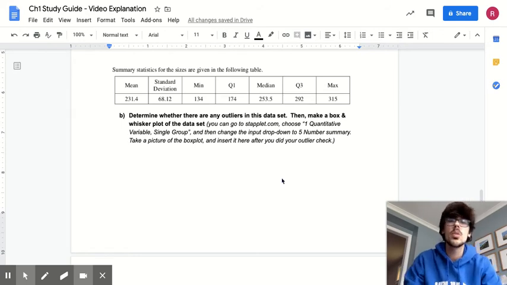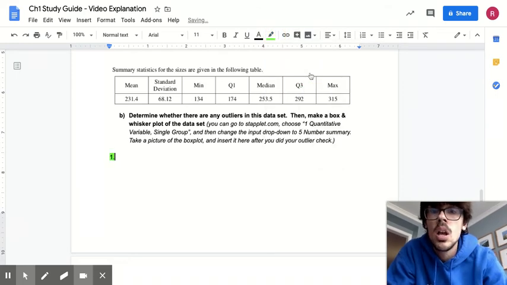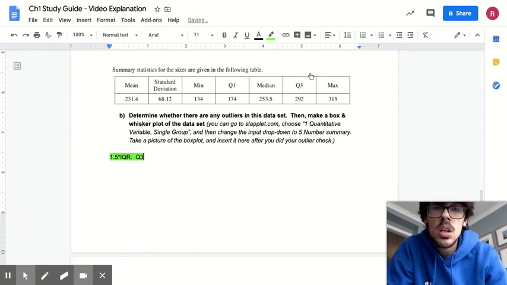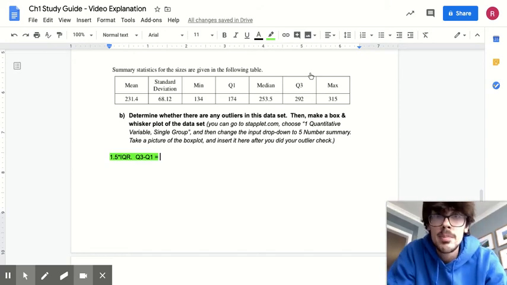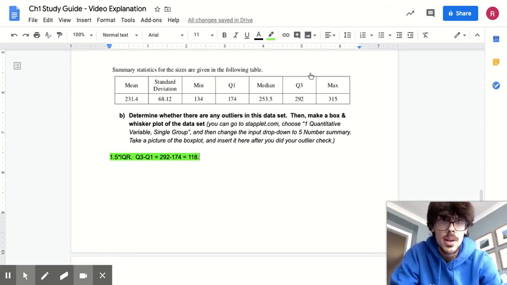Before I get there though, the rule for outliers is 1.5 times your IQR. IQR is going to be Q3 minus Q1. Kind of awkward typing these out. I wish I could have a faster way of doing this, but such is life. So I'm going to do 292 minus 174, and that equals 118. So that's my IQR, interquartile range, Q3 minus Q1.